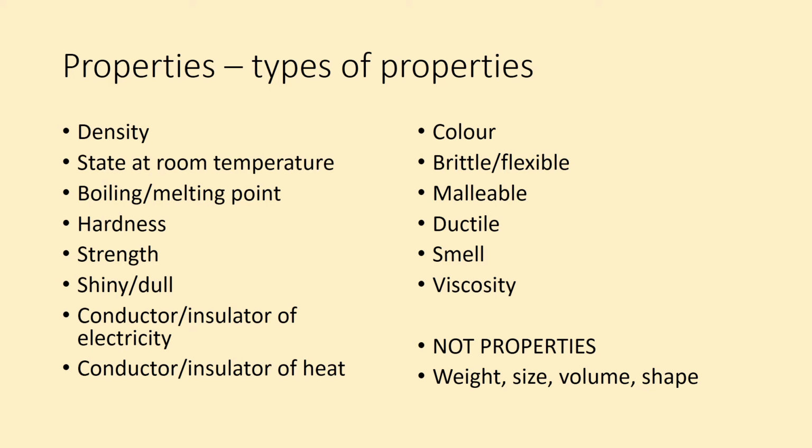Shiny or dull, whether something looks shiny or whether it doesn't. The opposite of shiny is dull. A conductor or insulator of electricity, so that means whether or not it allows electricity to pass through it. And conductor or insulator of heat means whether or not it allows heat to pass through it. You've also got colour is a property, because that's the description of what something looks like. Whether something's brittle or flexible. So brittle means if you bend it, it will break easily. For example, a stick of spaghetti is very brittle because when you bend it, it breaks.